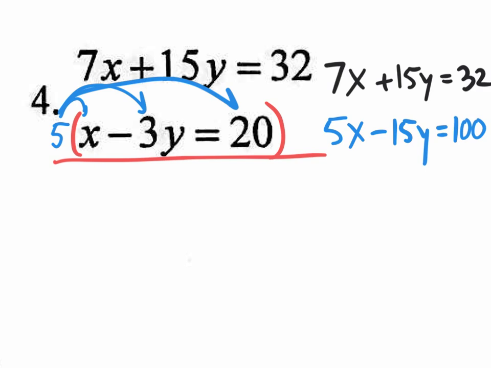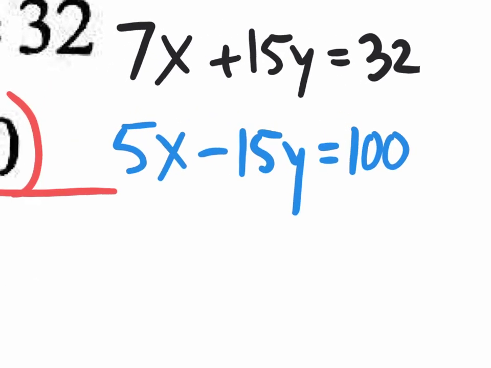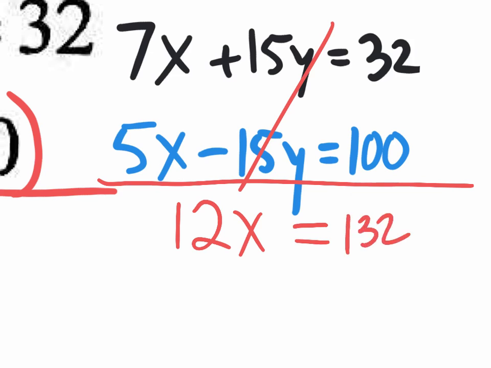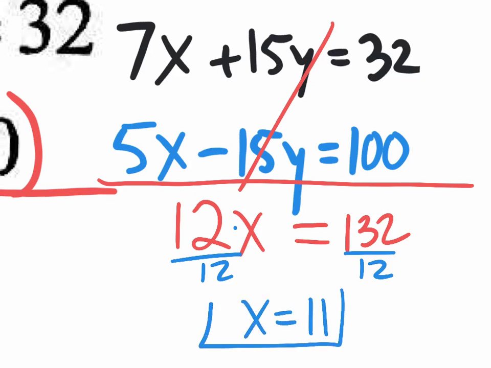But now I could take a look at this new modified system and I could combine the lines. The y's cancel. 7 plus 5 is 12, and we're talking about x's. The equal sign comes down, and 100 plus 32 is 132. So if we were to divide by 12, you got the answer? 11. What's the answer? 11, -3. Okay, so you did get the answer 11 for x.